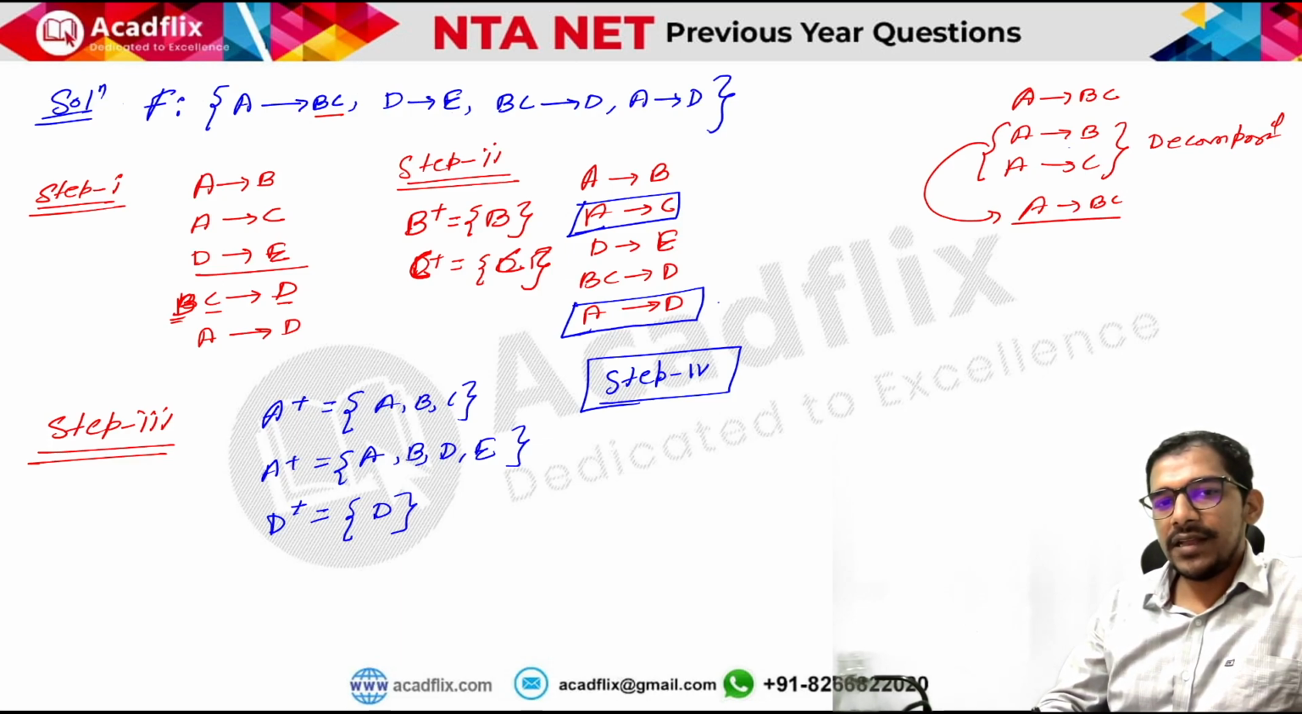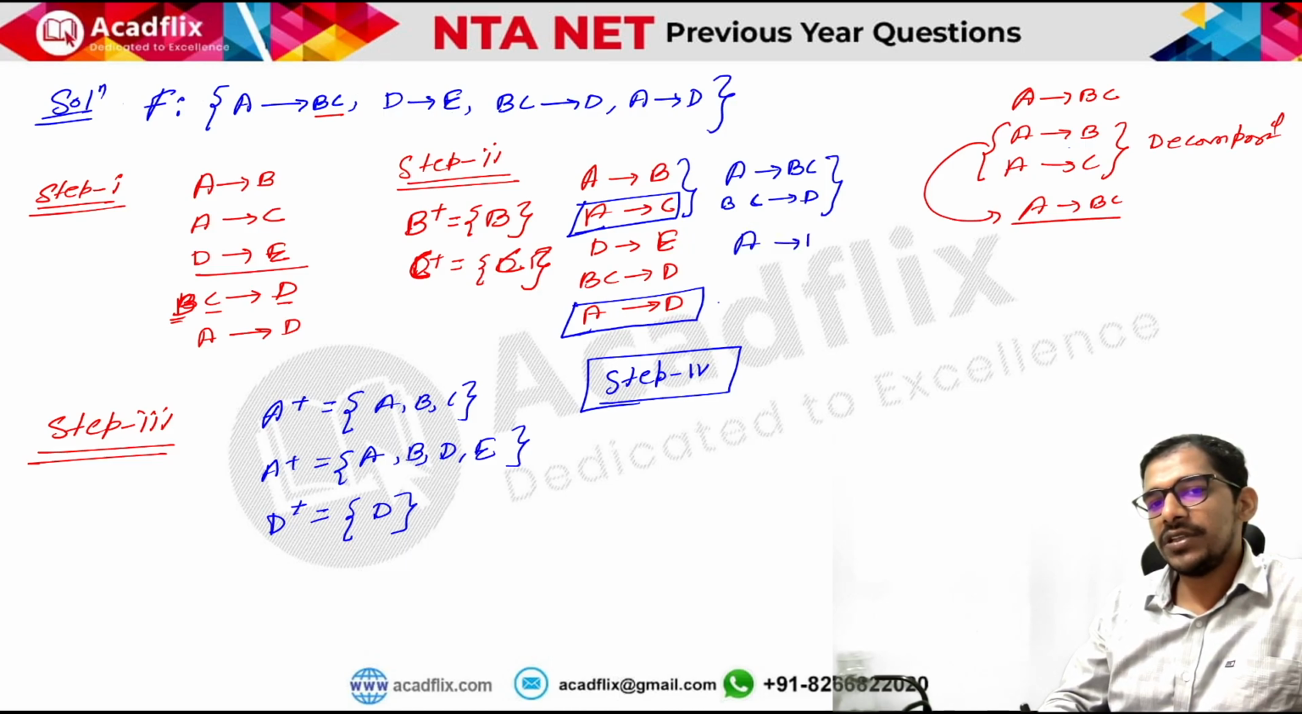So we have a tends to b and a tends to c, so we are getting a tends to bc, right? So we have a tends to bc and we have bc tends to d. You will see that according to the rule of transitivity, if a tends to bc and bc tends to d, we can say that a tends to d will also be there. So you can see that this functional dependency is coming due to transitivity, so this can be removed from this set.